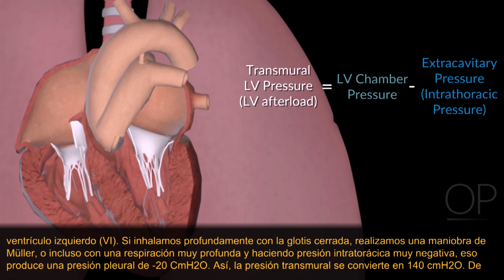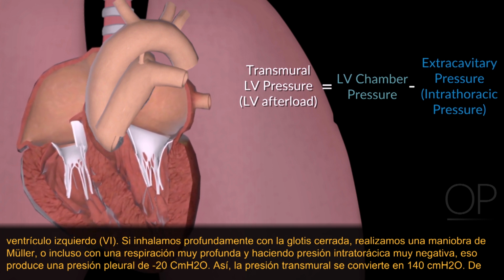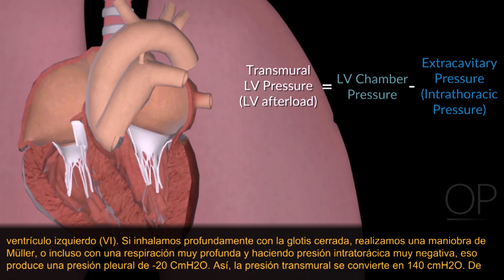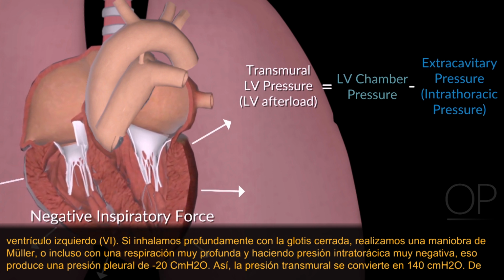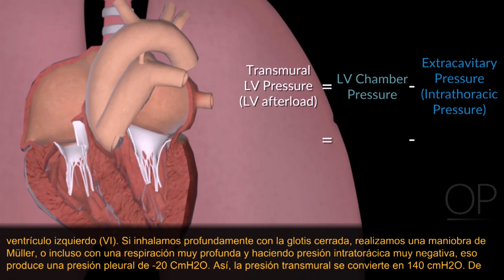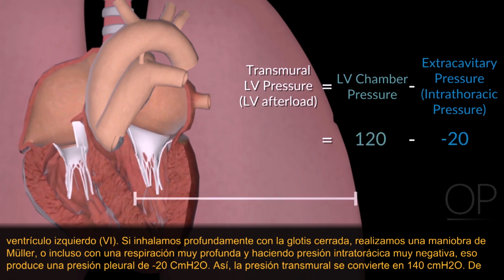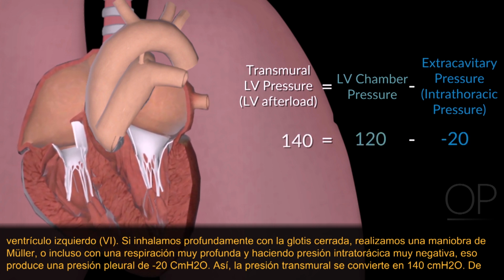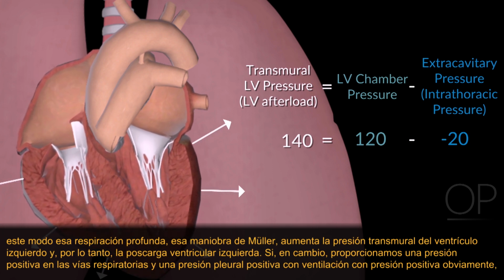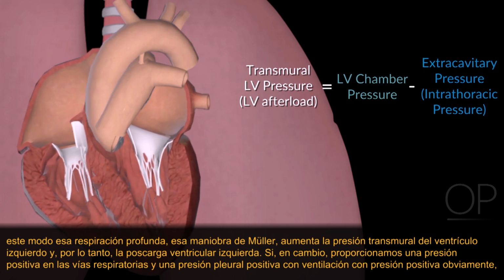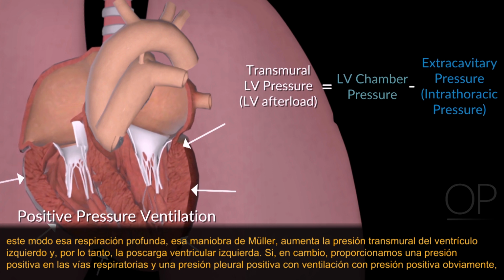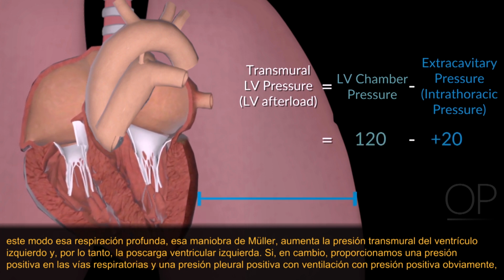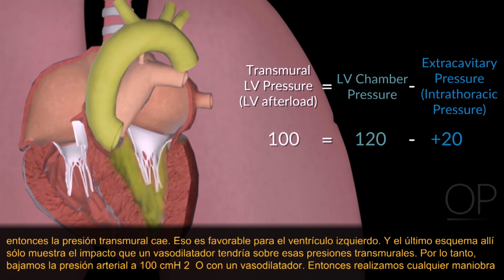If we breathe in deeply against a closed glottis, so we perform a Muller maneuver, or even take a very deep breath in and make our intrathoracic pressure very negative, that produces, let's say, an intrathoracic pressure or a pleural pressure of -20. So the transmural pressure then becomes 140. So that deep breath, that Muller maneuver, increases the transmural left ventricular pressure and therefore the left ventricular afterload. If instead we provide a positive pressure, a positive airway pressure and a positive pleural pressure, with positive pressure ventilation obviously, then the transmural pressure drops. So that's favourable to the left ventricle.